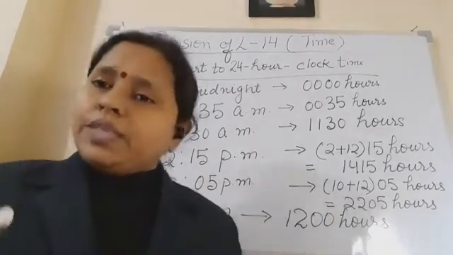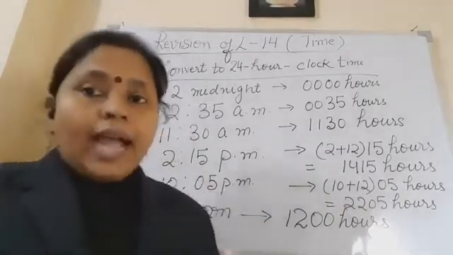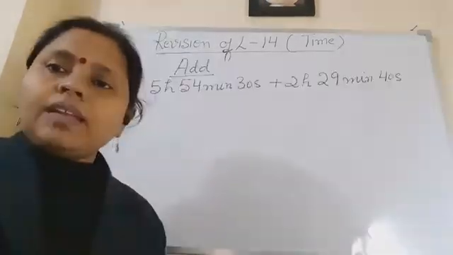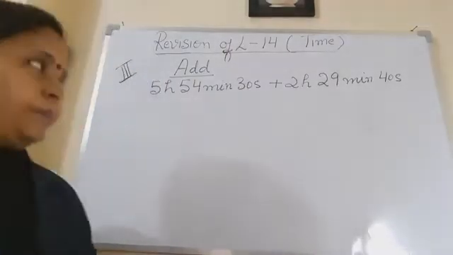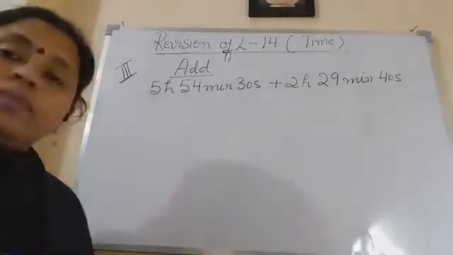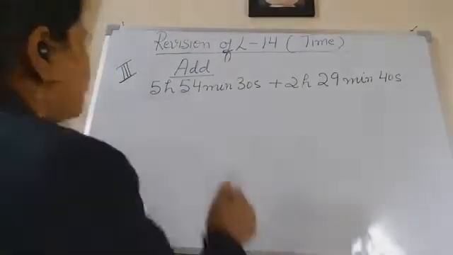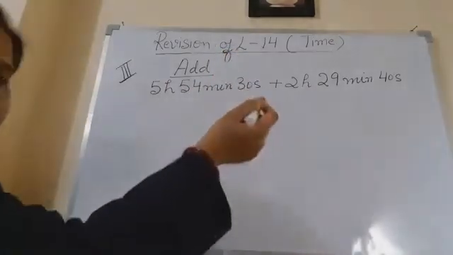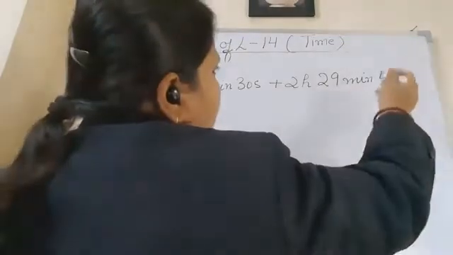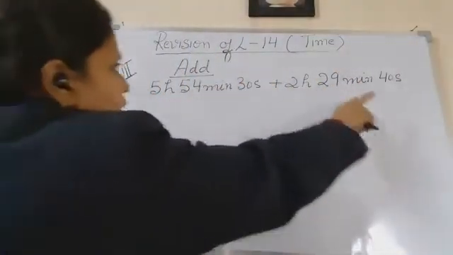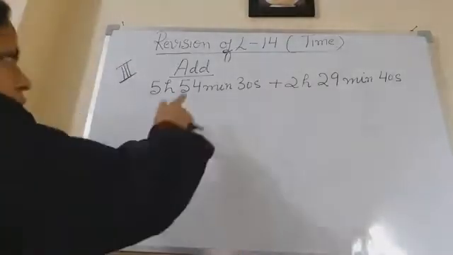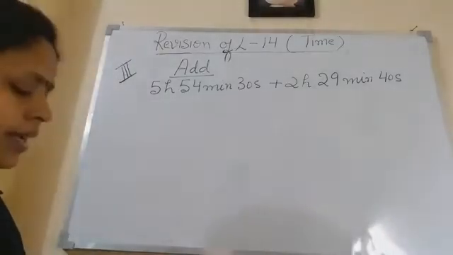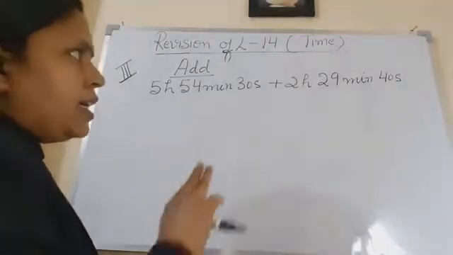So now let's do the sums related to the addition, subtraction, multiplication and division of time. Now children, let's do question number 3. Here we have to add time 2 times, right? So the first value is 5 hours 54 minutes 30 seconds plus 2 hours 29 minutes 40 seconds. So there are 2 values which we are going to add. 2 values of the time is given and we have to add these 2 values. So how we are going to add? Let us see. First of all, we will make columns.